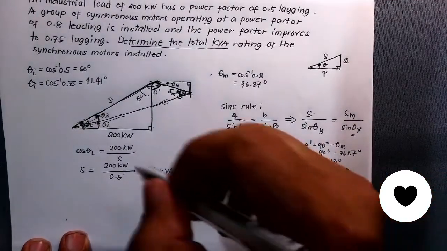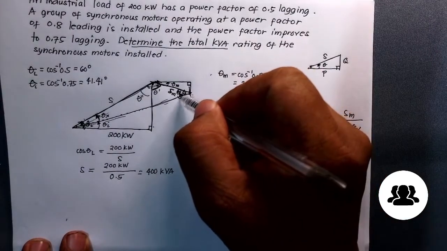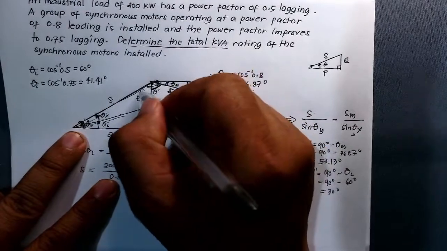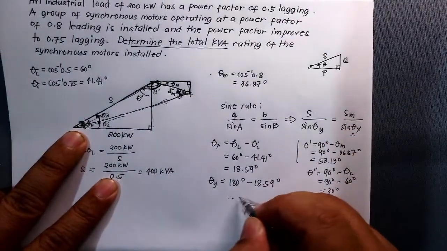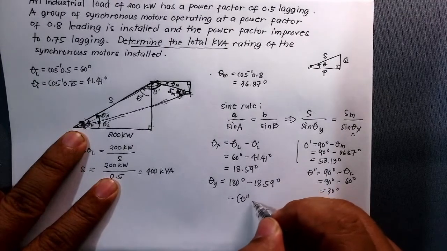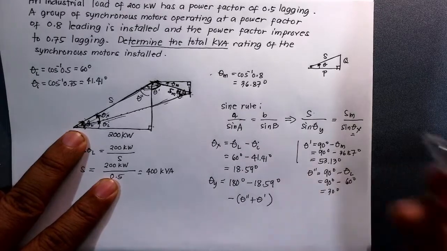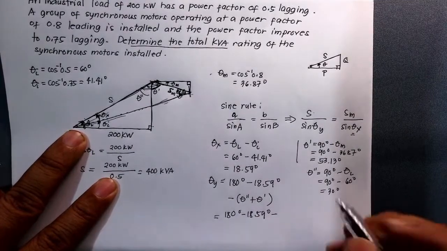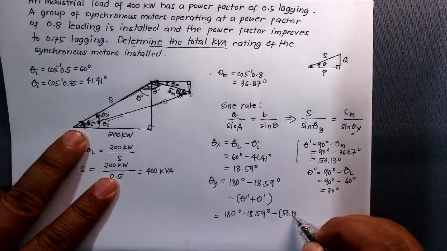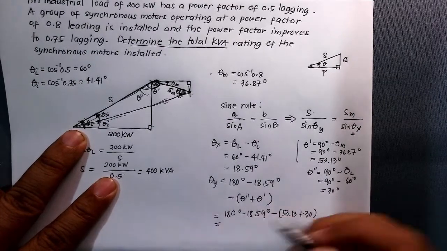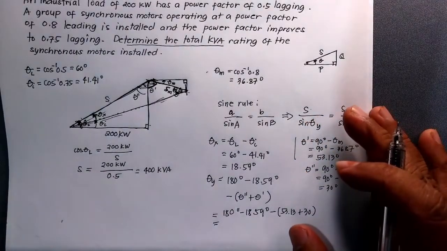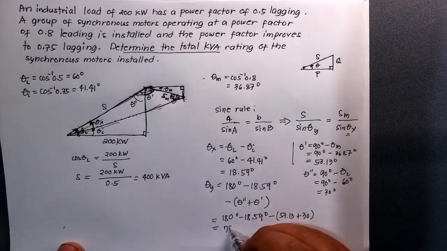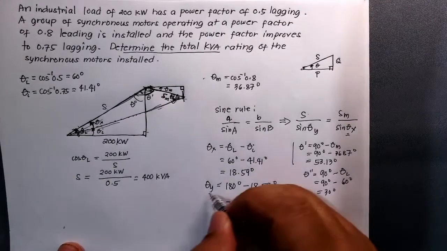Therefore I can now have theta y here, because that will be 180 degrees minus theta x, and then minus the sum of theta prime and theta double prime. So I just substitute: 180 degrees minus 18.59 degrees minus 53.13 plus 30. You press your calculator and it will give us an answer of 78.28 degrees. So that will be the value of your theta y.